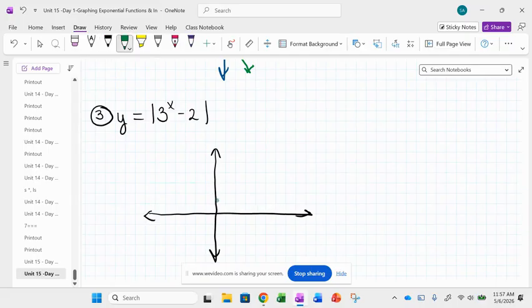Have I shifted my key point? Yeah, we shifted that key point 2 down. And I'm going to have a horizontal asymptote 1 unit below that key point. So this is going to look something like this. So now I sketched 3 to the x minus 2.